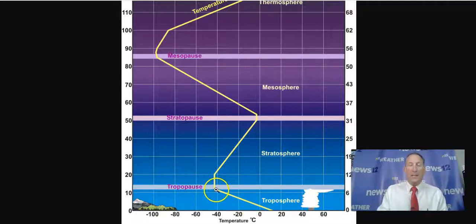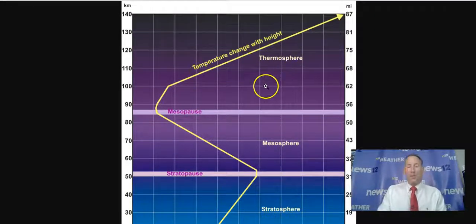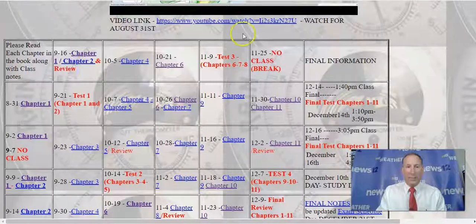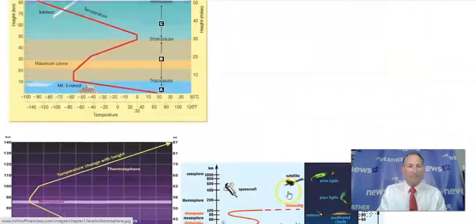Then at the tropopause, it stays steady. Then in the stratosphere, it increases. It stays steady at the stratopause. It decreases in the mesosphere. It gets really cold until it stops. The coldest point in the atmosphere is the mesopause. At the mesopause, the temperature hits the lowest temperature in the atmosphere, then starts to increase into the thermosphere, which is the warmest temperature in the atmosphere. So we're going to be looking at this temperature increase and decrease. Let me go back here real quick.